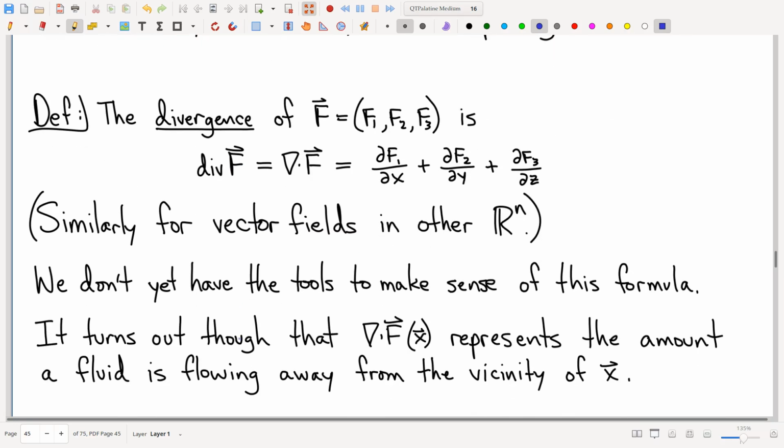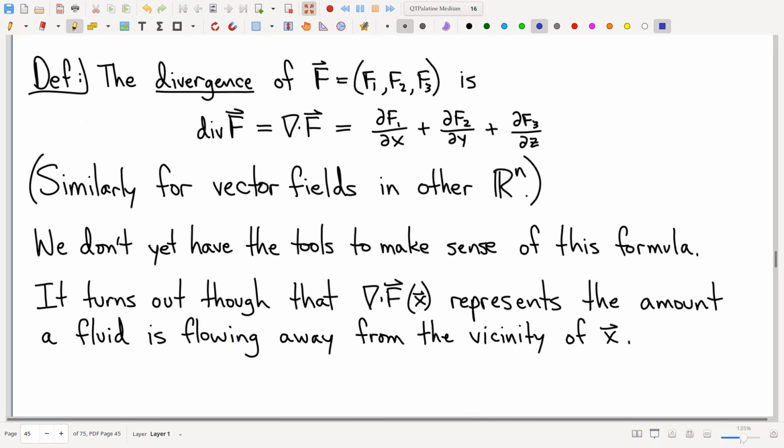So now here is where I really have to apologize. Why would I ever care about such a thing? What does this mean physically? What does this mean geometrically? Are we just writing down random stuff because it looks cool? Is this actually good for something? Is this natural in some way? And it turns out that it is.